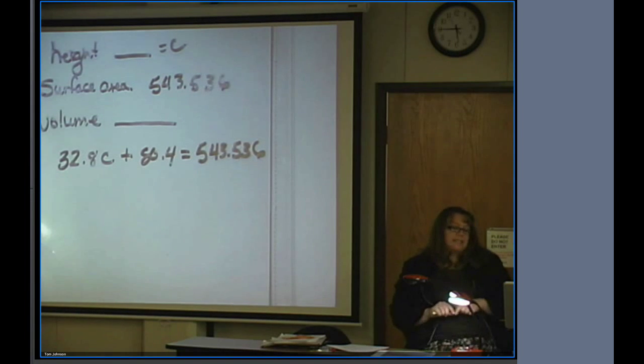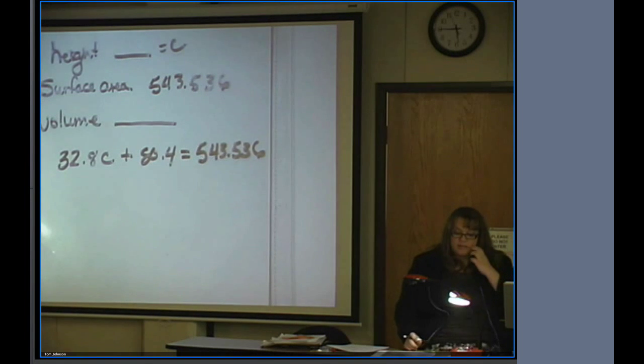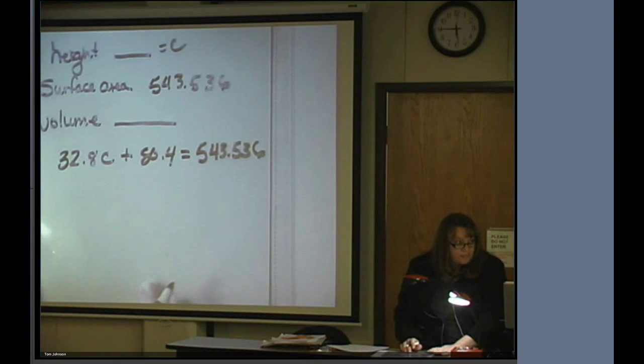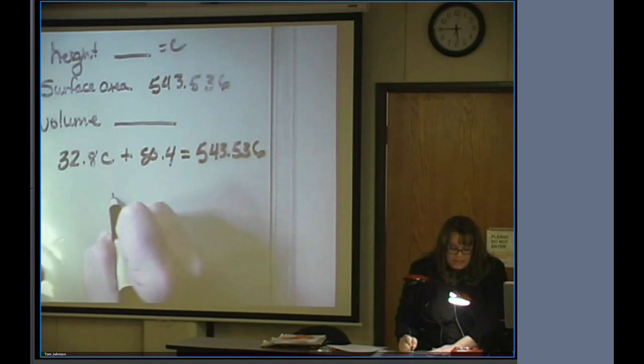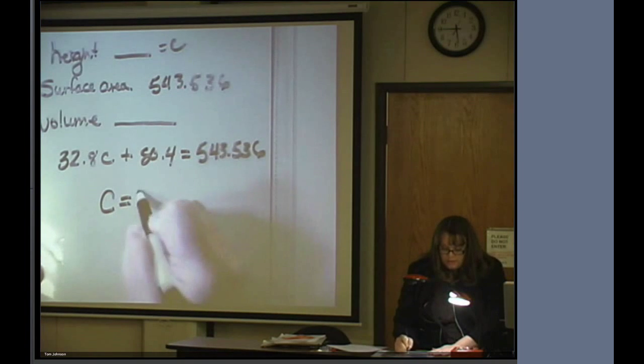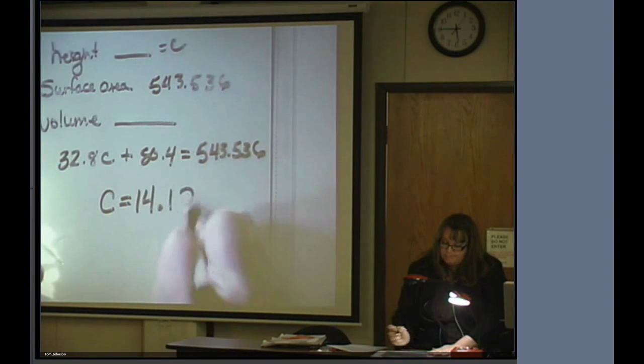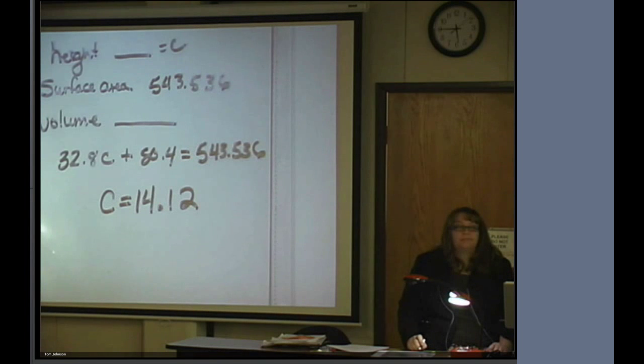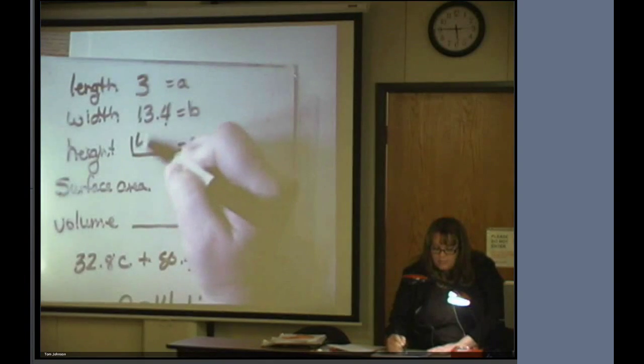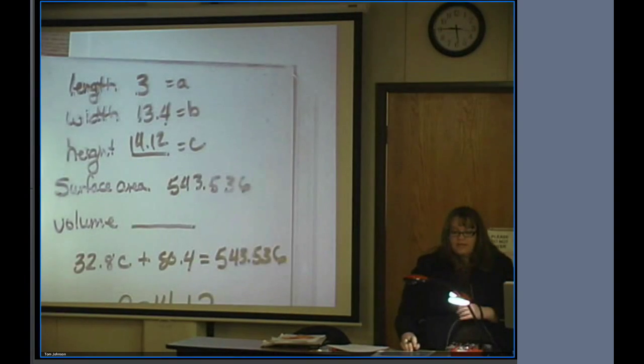Okay, so if you minus the 80.4 from both sides, and then you divide it by the 32.8, you would end up with C equals 14.12. So we now know this is 14.12. And now we need to find the volume.